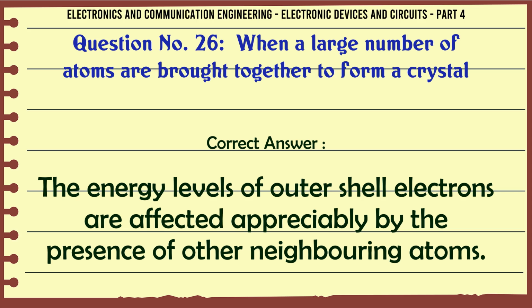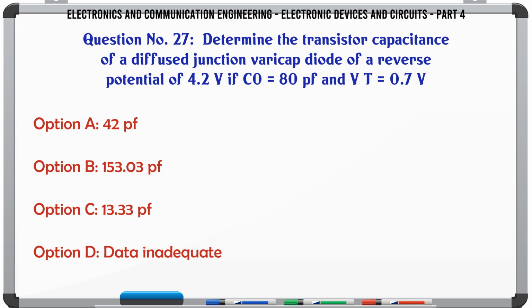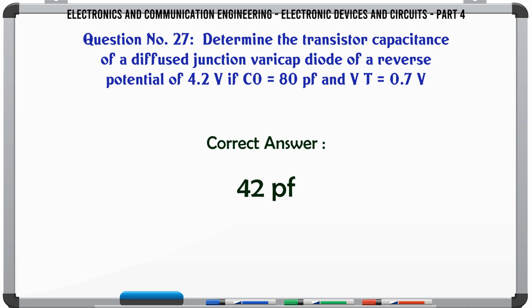Determine the transition capacitance of a diffused junction varactor diode at a reverse potential of 4.2 V if C0 is 80 pF and Vt is 0.7 V. A, 42 pF. B, 153.03 pF. C, 13.33 pF. D, Data inadequate. The correct answer is 42 pF.